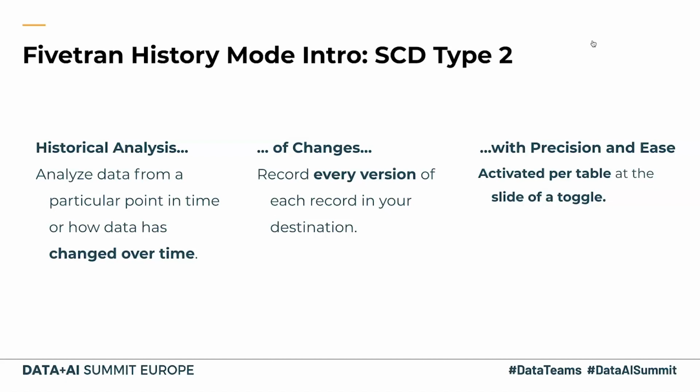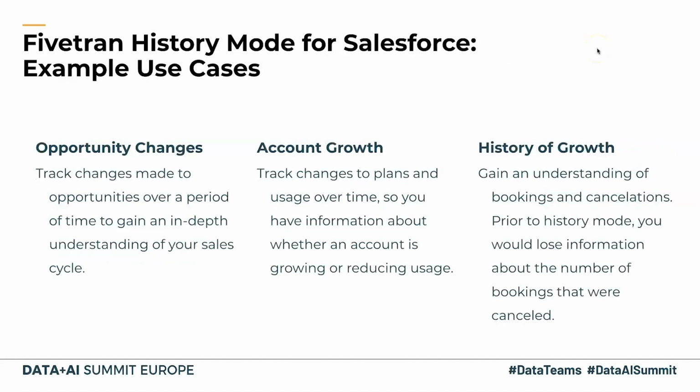And remember, it doesn't have to be on permanently. You can do it from a particular point in time as well. So you can analyze that data for a particular event or a particular set of dates. And the use cases for history mode are tracking changes to opportunities over a period of time to gain an in-depth understanding of your sales cycle. And remember, once you've actually created that model to understand those changes, you can actually change the model and replay over that data again and again to refine the model.